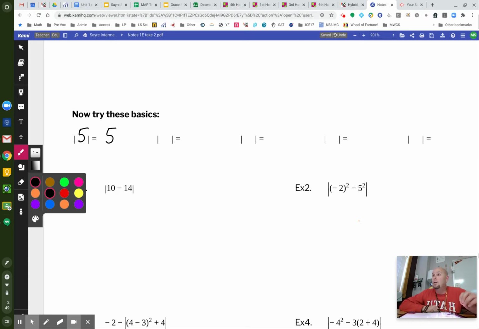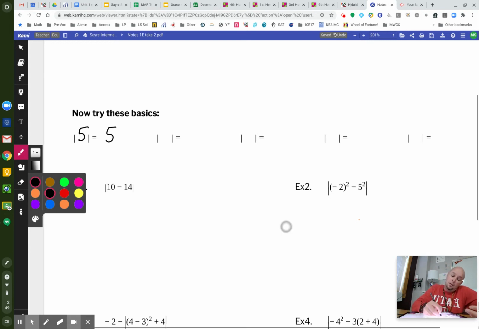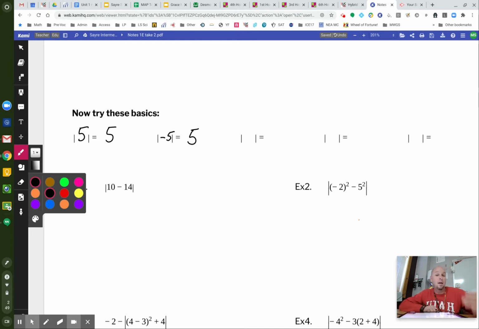Okay? Now if I look at it a little differently, if I look at, let's say, negative 5, so if I were to go from 0 to negative 5, I'm still moving 5 spaces. That's just that I'm going in a different direction. So the absolute value of negative 5 is positive 5.